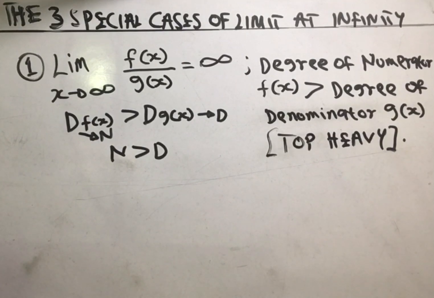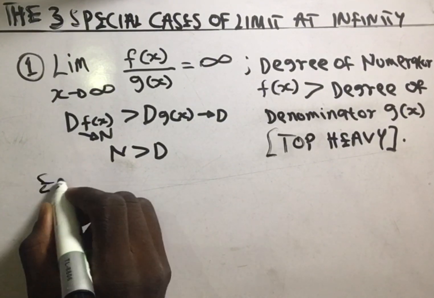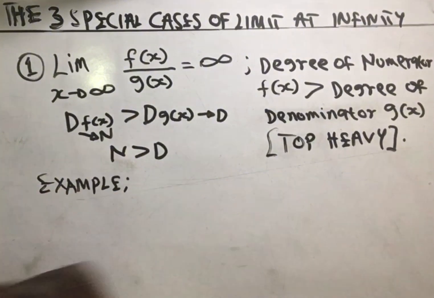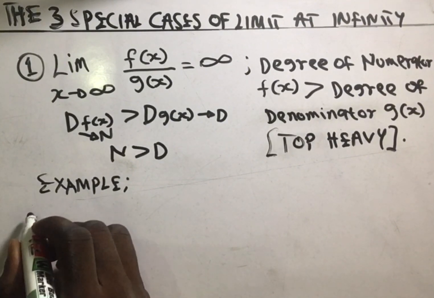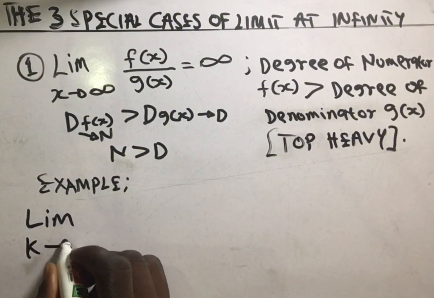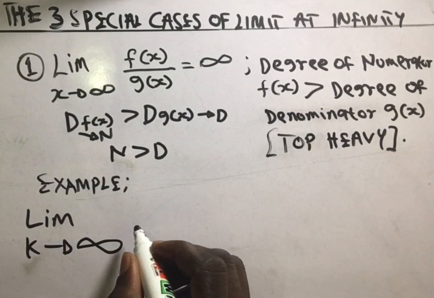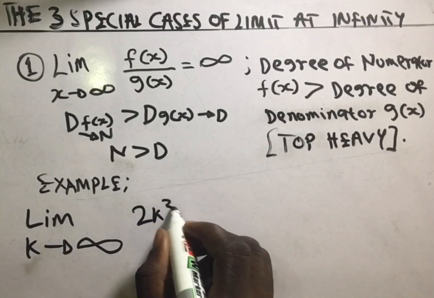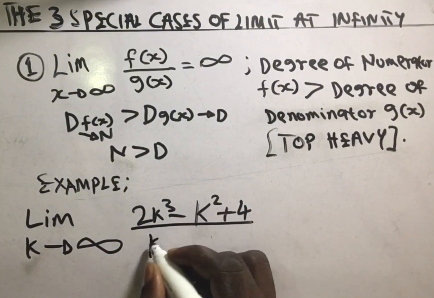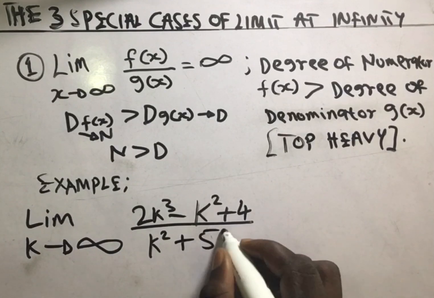So whenever you are solving such a question, your answer is just going to be infinity, no matter how long the process looks. So let's take an example so that we can understand the jargon we have said so far. By the time we begin to apply it on questions, you'll get to understand what you are saying better. So let's take an example where the degree of the numerator is greater than the degree of the denominator. Take, for instance, the limit as k approaches infinity of the function 2k cubed minus k squared plus 4 over k squared plus 5k.